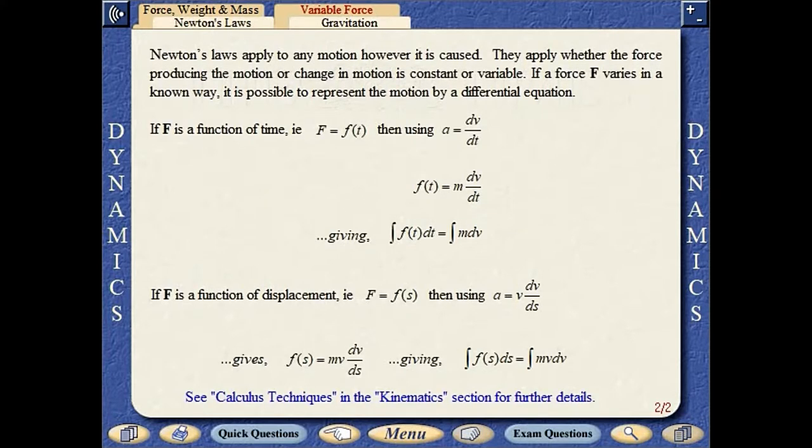Newton's laws apply to any motion, however it may be caused. They apply whether the force producing the motion or change in motion is constant or variable. If a force F varies in a known way, it is possible to represent the motion by a differential equation.